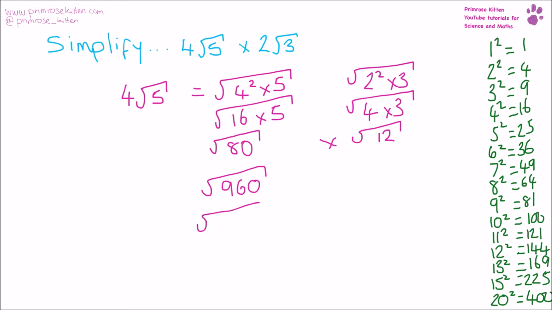And we can say that 960 is equal to 64 times 15. So it gives us the square root of 64 times the square root of 15. Square root of 64 is 8. So the answer is 8 square root 15.